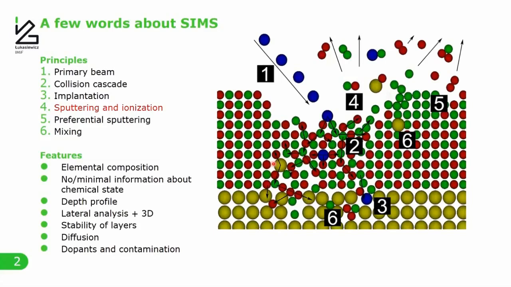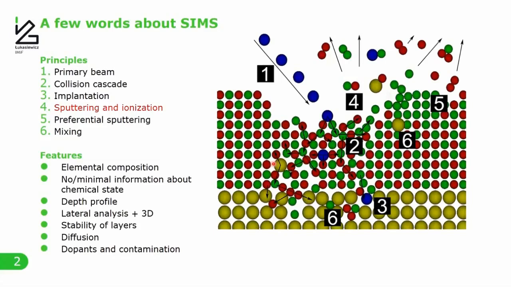Okay, so as I said, typically we use the technique for the monitoring of the elemental composition of a sample. Typically, we don't get any information, or very little, about the chemical state of the sample during the dynamic SIMS analysis. And the most common application is to make a depth profile. When we continuously sputter the sample, we drill a hole in it, create a crater, and we can not only check what the elemental composition of the sample is, but we can also see how it is changing with the depth.